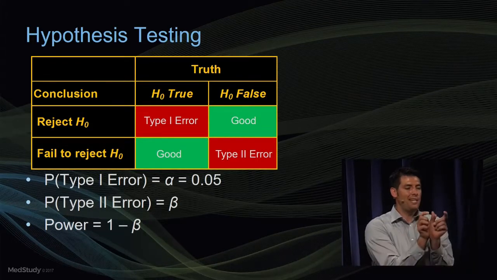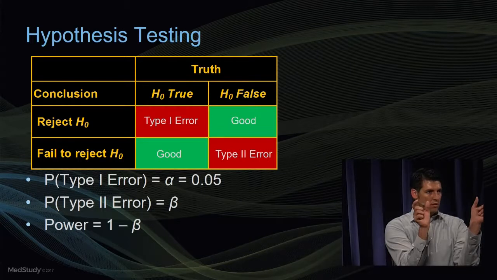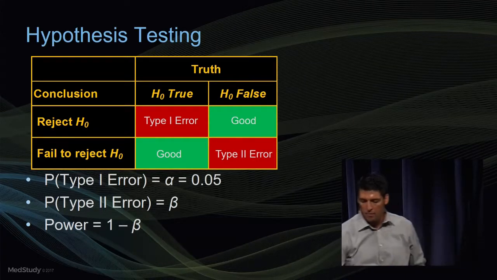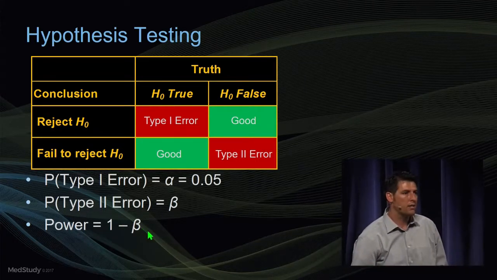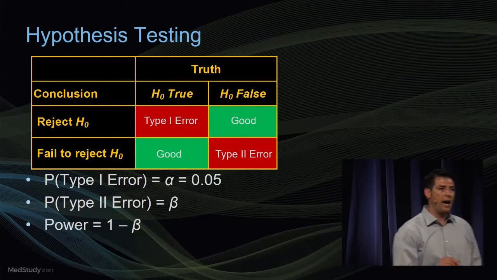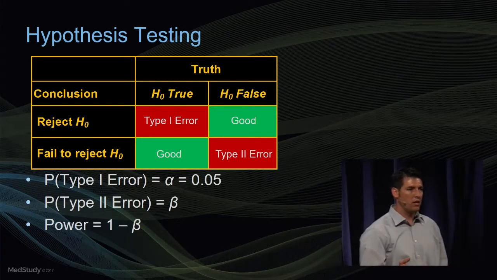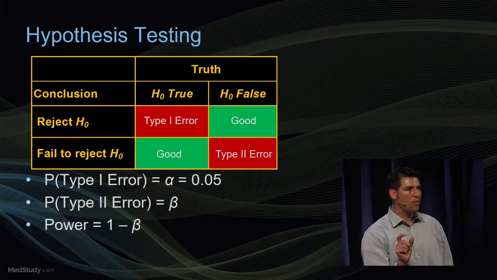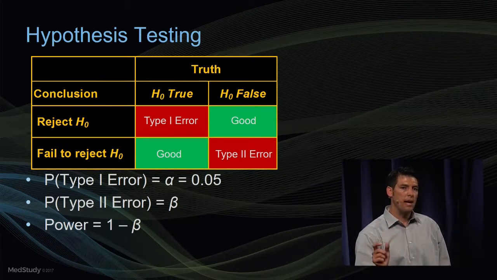We want to be able to detect this difference because they're not the same. So what's the power that we have to detect that? Well, we can find that by computing 1 minus the probability of the type 2 error. Now, I don't think you're going to be asked to compute these probabilities on your board exams, but understanding where they come from and how these errors can be made is important.